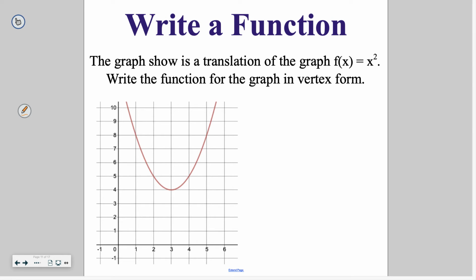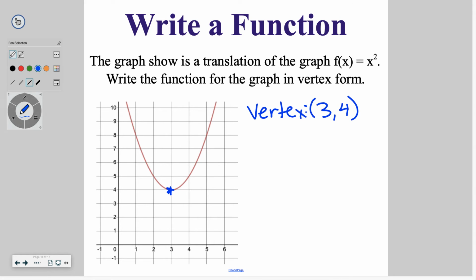The next thing we're going to do is write a function when we have a graph given to us. So in this case, it's telling us that the graph is a translation of x squared. That means there's not going to be an a value. We don't have to go through and figure it out. So when it's simply telling us it's a translation, our key here is to pick out the vertex. So I'm going to go ahead and look at my graph, and I notice that my vertex is at 3, 4. So I'm going to make note of that. My vertex is at +3, +4.